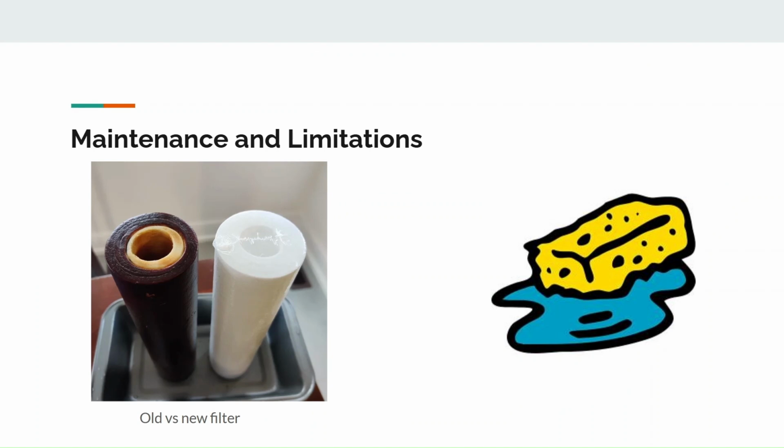Like any filter, activated carbon has a limited lifespan. Over time, the pores fill up with trapped contaminants and the filter becomes less effective. If you don't replace it on time, the carbon can start releasing what it trapped, kind of like a sponge dripping water. Worse, it can become a place for bacteria to grow. That's why manufacturers recommend replacing your filters every few months depending on the usage. Keeping your filter fresh is key to keeping your water clean.